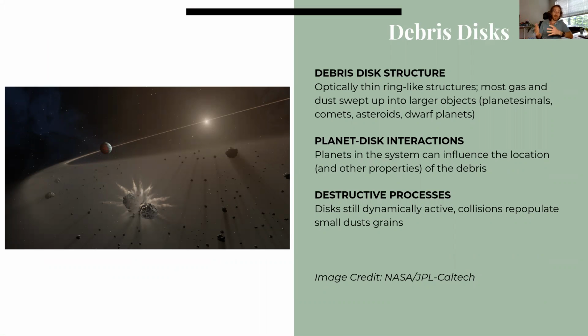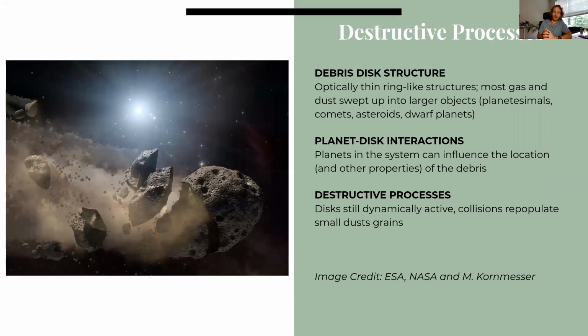Now, there can also be a lot of planet-disk interactions. A planet in a system can influence both the size distribution of material along with the location and size of a particular debris disk. But as the name implies, a destructive process is also ongoing. The disks are still dynamically active, which means that collisions of, for example, two asteroids could repopulate all of the small dust grains which have been swept up into the larger objects. And these small dust grains carry most of the surface area in a disk. So that's actually what we observe when we observe a debris disk.